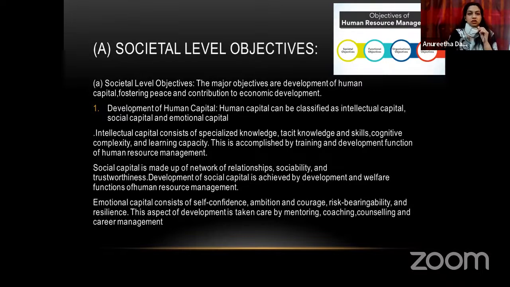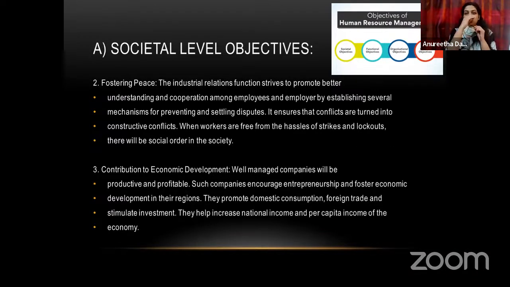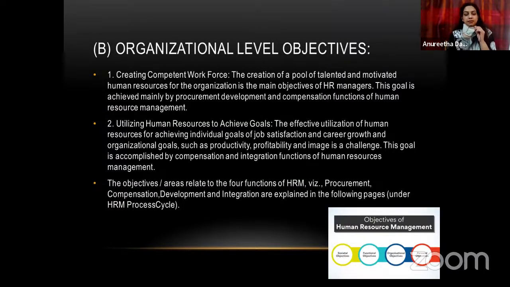So this was the societal level objectives, and societal level objectives also contributed to the national income and the economy, like we have already spoken about. In the next phase of objectives, after these societal objectives, comes the organization level objectives.